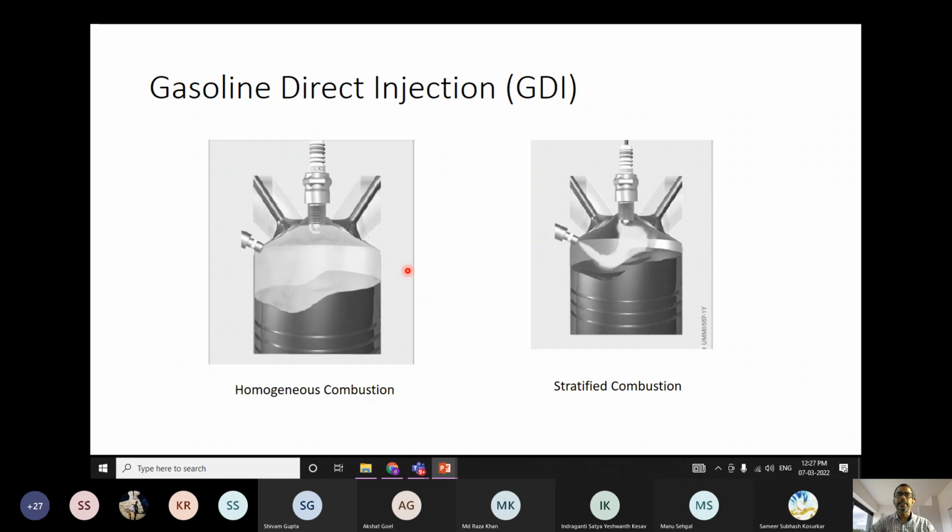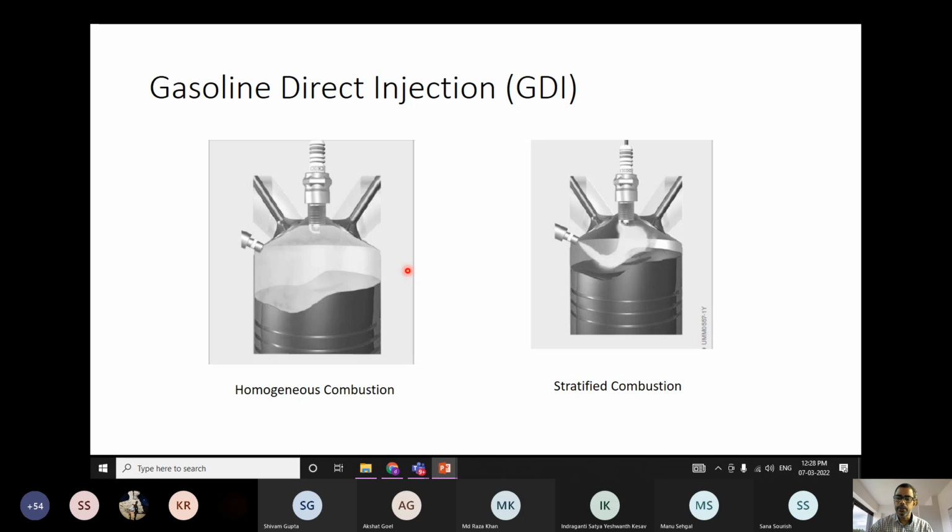So when a GDI engine or GDI vehicle has both kinds of combustion mode, you can imagine how difficult the control technology is. The control is going to be very complex if the GDI has both sorts of combustion mode.